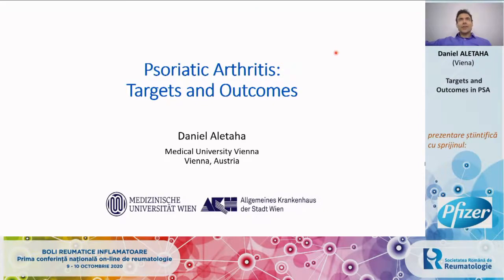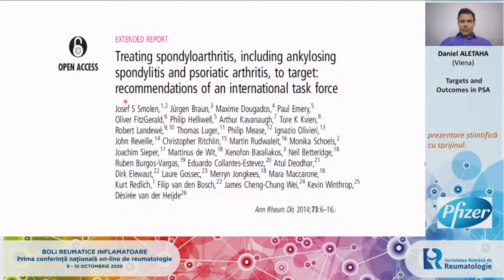I have today the topic, which is targets and outcomes in psoriatic arthritis, and it might be a little bit dry in theory, because we're talking about scales and measurement tools, and that should help us improve outcomes of patients and maximize the efficacy of the treatments that we're giving. So I might take this over. Let me try to advance.